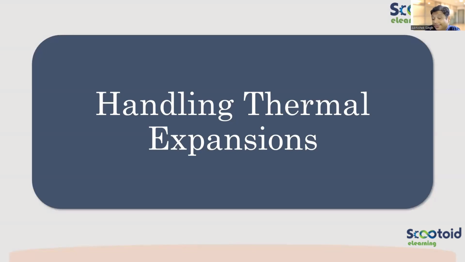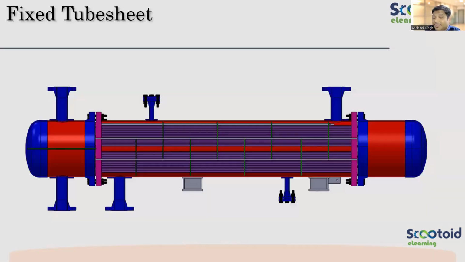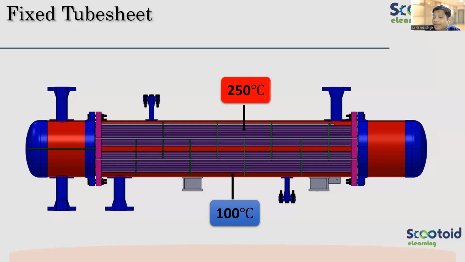In terms of thermal expansion, we already discussed a little bit. We'll share in a little more detail how the thermal expansion becomes a problem for fixed tube sheet. So let us say my shell side is at 100 degrees Celsius and tubes are at 250 degrees Celsius. So what is the temperature difference, guys? 150. So a very high temperature difference.